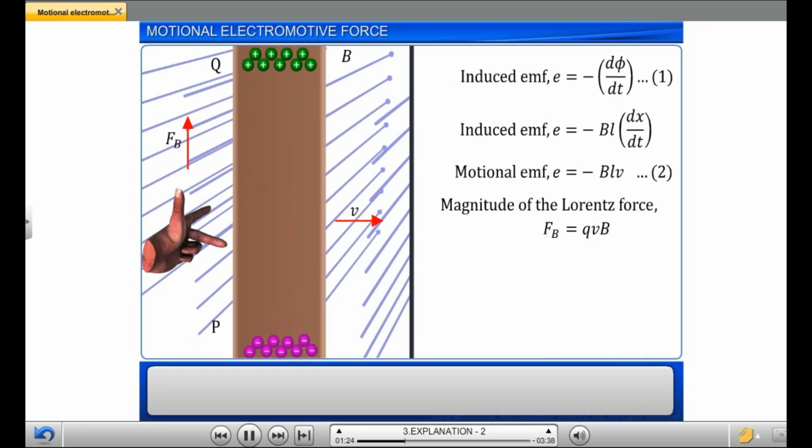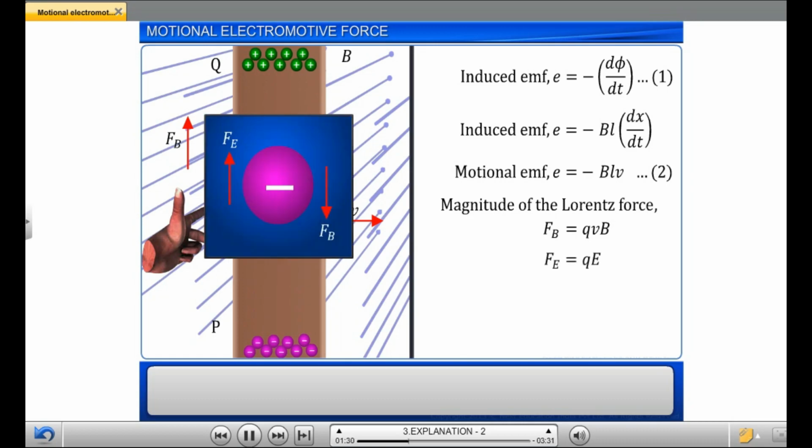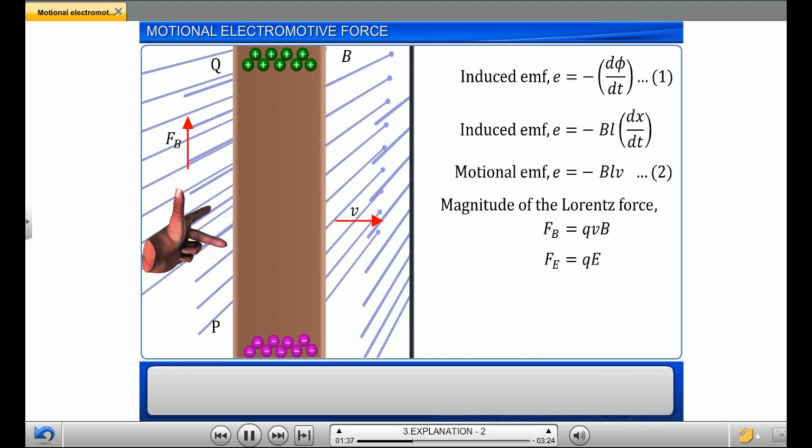An electric field is developed within PQ such that the electric field exerts a force Fe equal to QE on each electron. In electrostatic equilibrium, the force Fe will be equal to Fb, and this buildup of charge stops. Since Fe becomes equal to Fb, we have QE equal to QVB. Simplifying, we get E equal to VB.